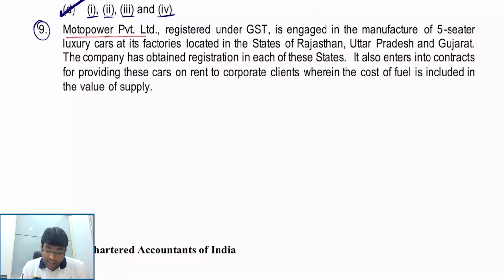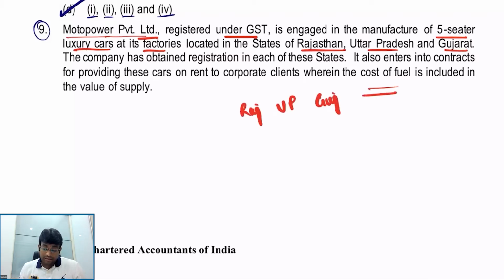Moto Power Private Limited. Come on, what is the entity name? Moto Power Private Limited. Registered under GST in the manufacture of 5-seater luxury cars. At its factories located in the states of Rajasthan, UP, Gujarat. And they have taken registration in every state. Correct, my dear friends? It also enters into contracts for providing these cars on rent to corporate clients, wherein the cost of fuel is included in the value of supply. Very good. Let's see now.